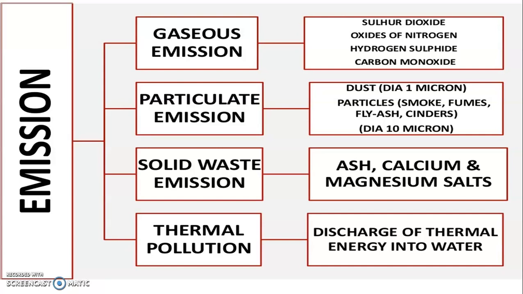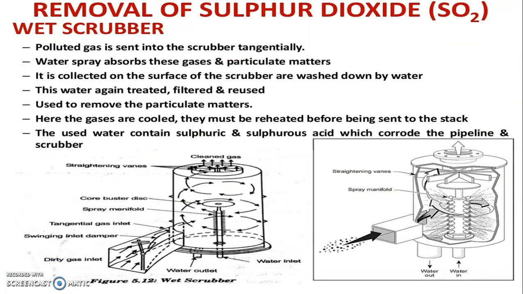Then thermal pollution, so discharge of thermal energy into water. So these are all the emissions of steam power plants. Next, how to remove sulfur dioxide. By using a wet scrubber we can remove the oxides of sulfur.